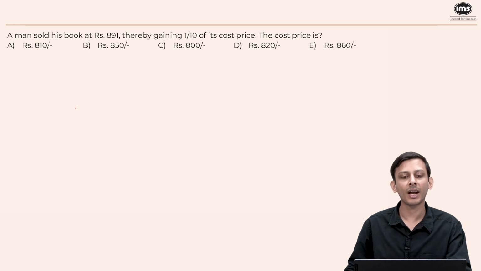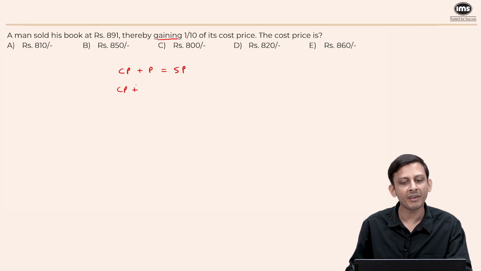A man sold his book at rupees 891, thereby gaining 1/10 of its cost price. The cost price is what? So here we have a gain, we have a profit. So what is the formula which involves cost price and profit along with the selling price? Because we have the selling price. So cost price plus the profit is equal to the selling price. Now we have that profit is 1/10 of the cost price. So profit is cost price divided by 10 and selling price is 891 rupees.